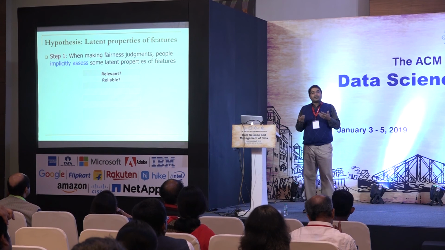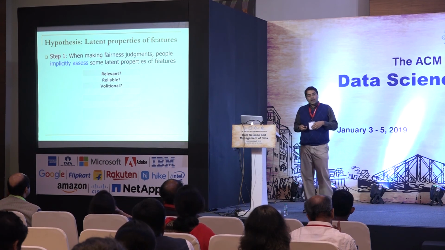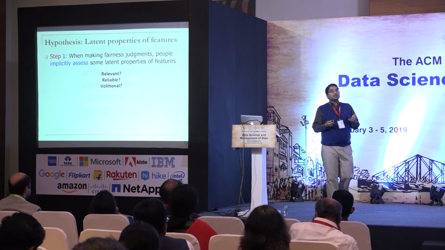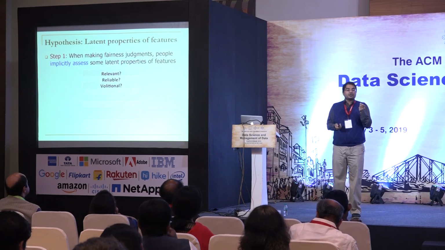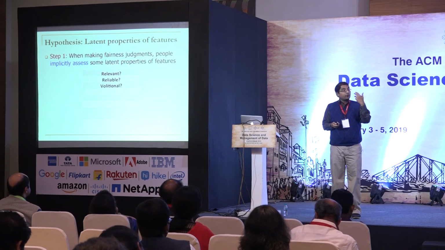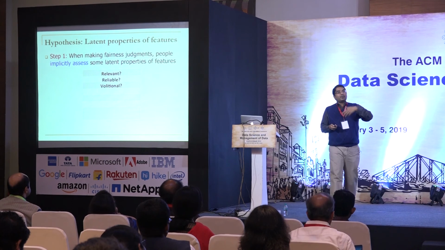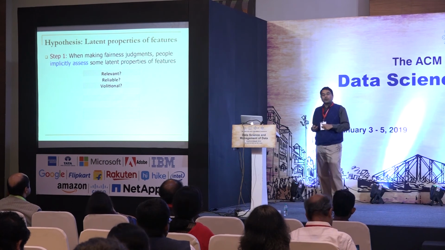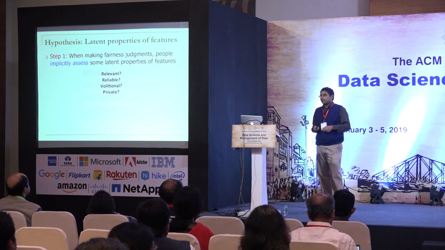It's very unclear what it is reliably assessing. And another consideration is the volitionality of the feature. That is, is this a feature that you have control over? For instance, the reason why you might feel uncomfortable about your friend's criminal history affecting your predictions about your future is because that's not what you're choosing.